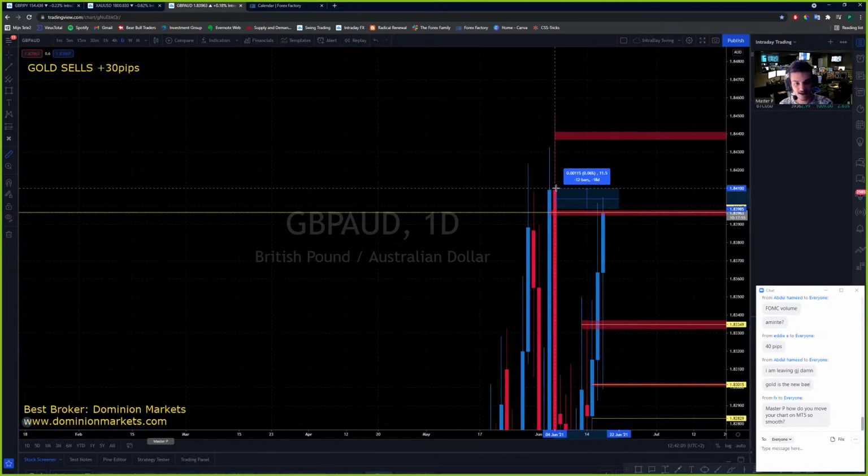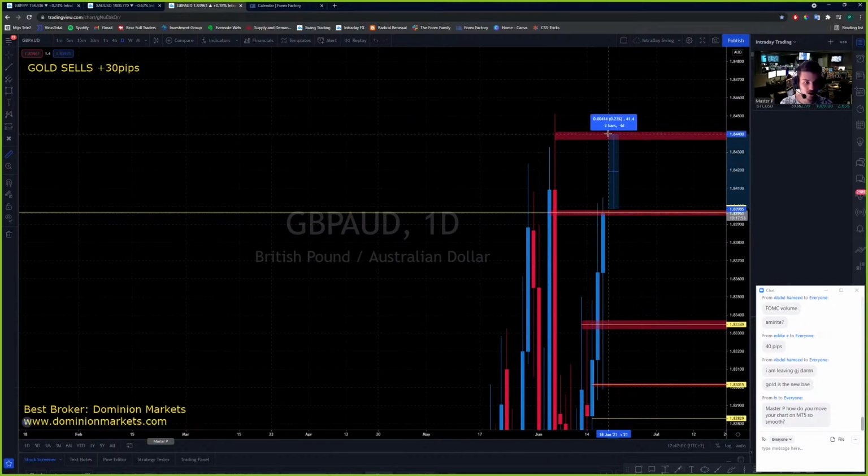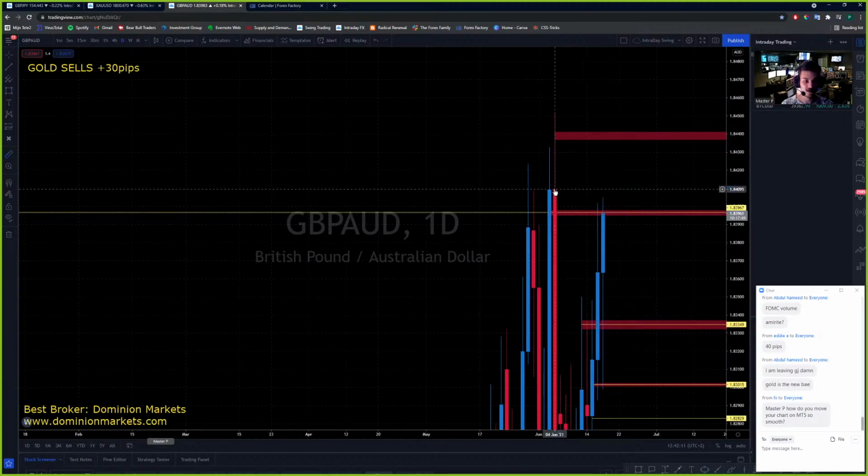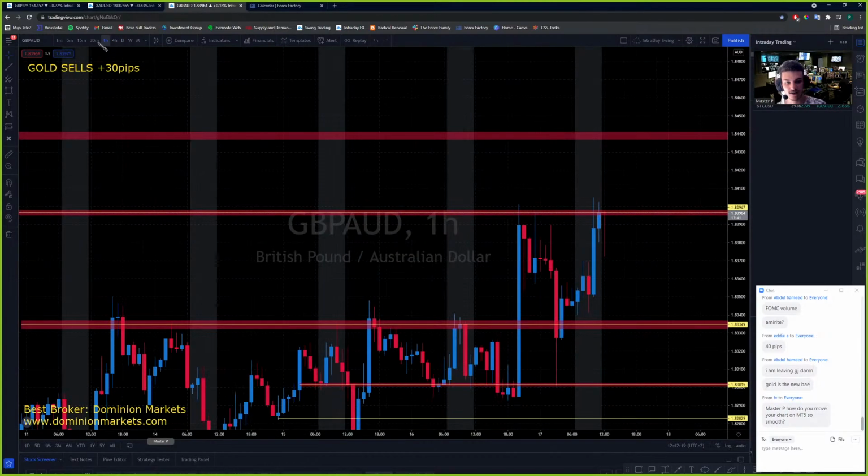I think it's a little delicate because you have this resistance in the way, but with volume, wicks get filled, and even if we are gonna reject, it's not gonna necessarily reject this exact price. It's always gonna more likely than not wick up and then reject, right?